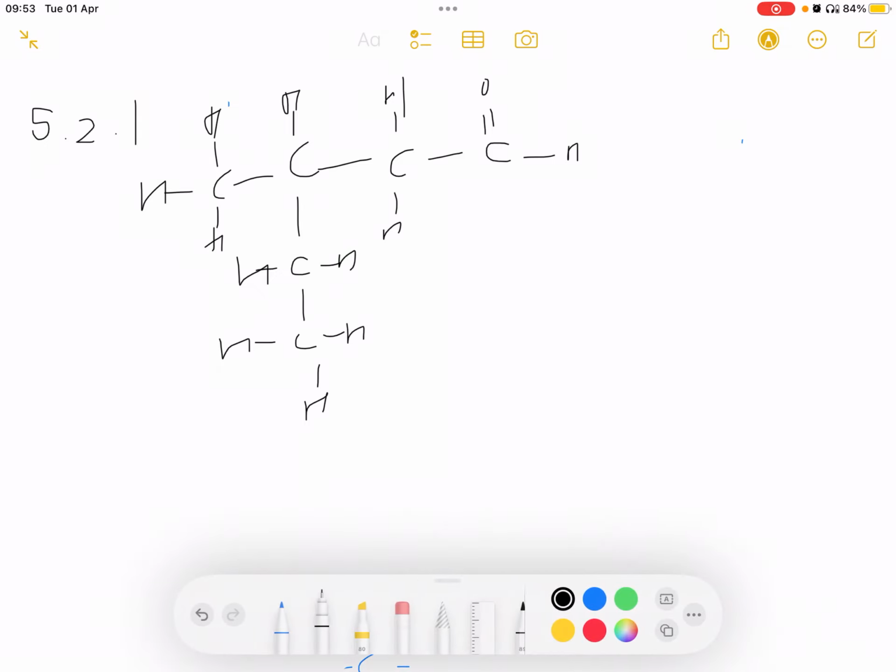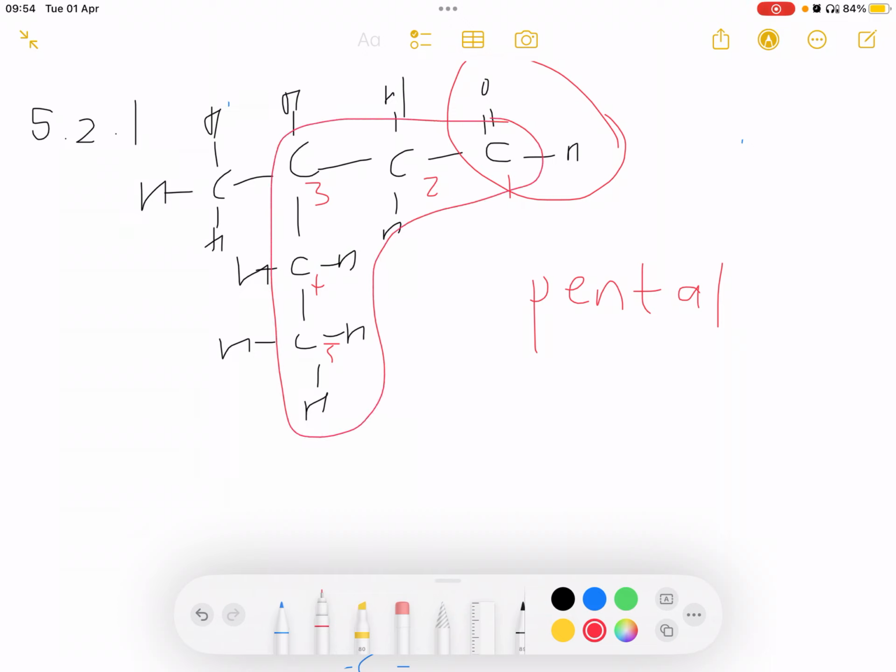Such that if we are looking for the longest chain here, we start here 1, 2, 3, 4, 5. Now 5 stands for pent. This functional group is for the aldehyde. They end with al. You're already having a point for writing pentanal. And if we look at this chain around here, this is the side chain, and the side chain is a methyl found in position 3. So it's 3-methylpentanal.